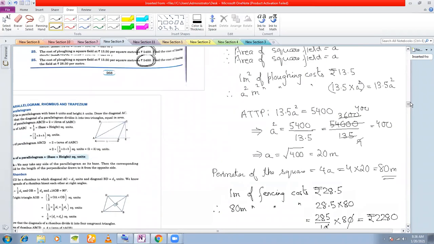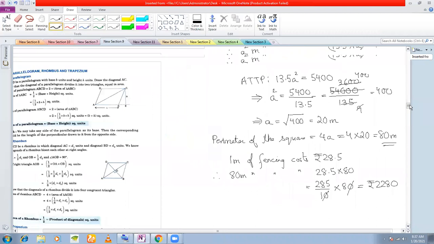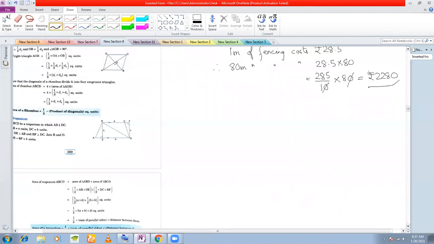So, just a short summary of this problem. With the help of the cost of plowing, 5400, we found out the length of each side of the square. Once we found out the length of each side of the square, we found out the perimeter of the square. With the help of the perimeter of the square, we found out the cost of fencing, that is total 2280. Okay. Any question here? No, sir.